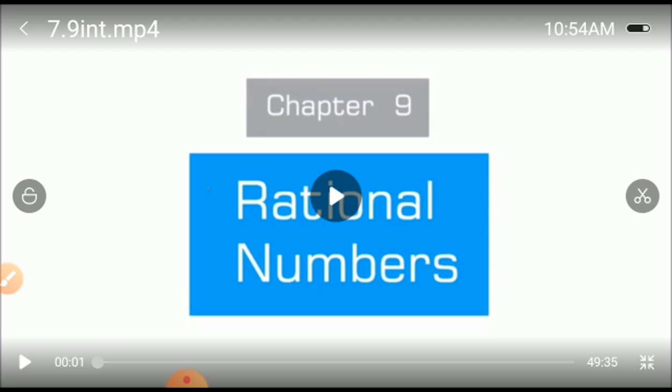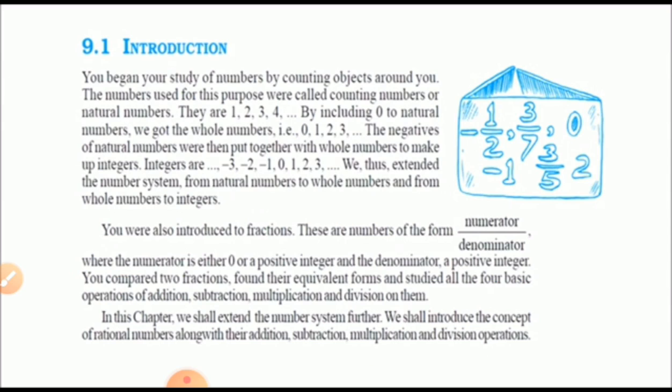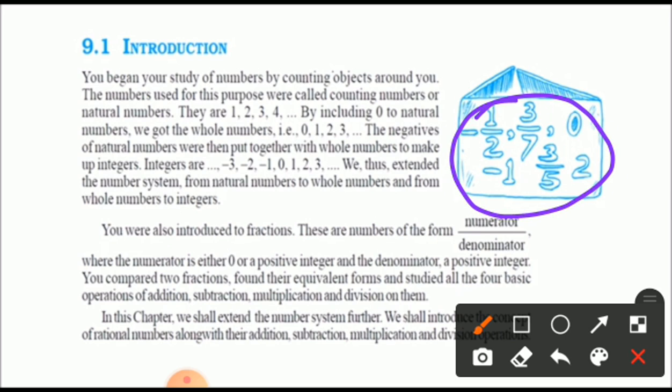Now listen here. In our lesson number 9, rational numbers, what is the introduction? Introduction means you get to know about the numbers. Numbers are written here in a heart. Some numbers are negative, some are fractional, some is 0, some is 2, 3 upon 5, etc. Counting numbers 1, 2, 3 are called natural numbers or counting numbers. But when you add the 0, they become whole numbers. Isn't it?